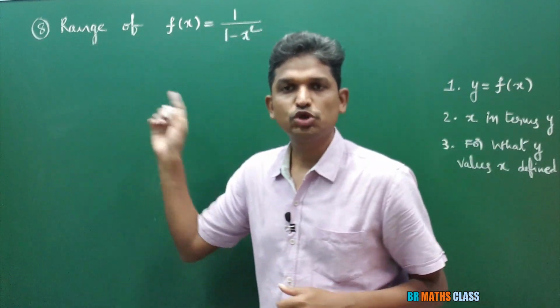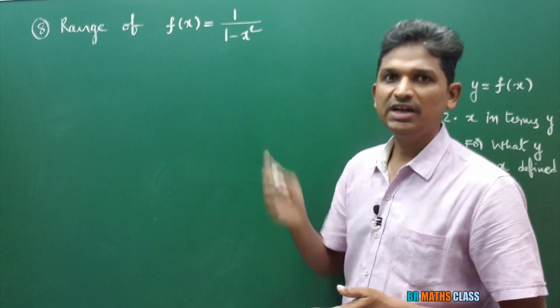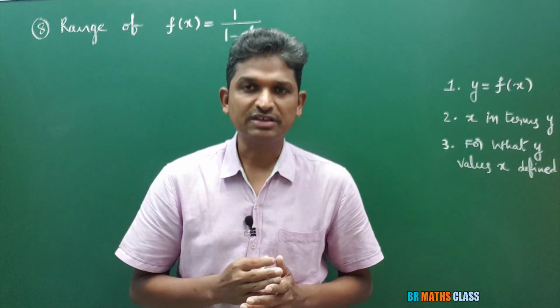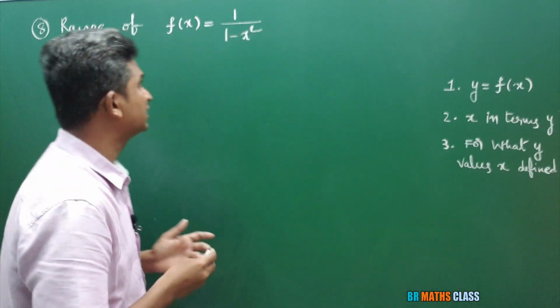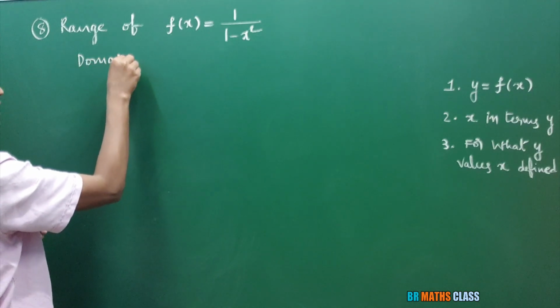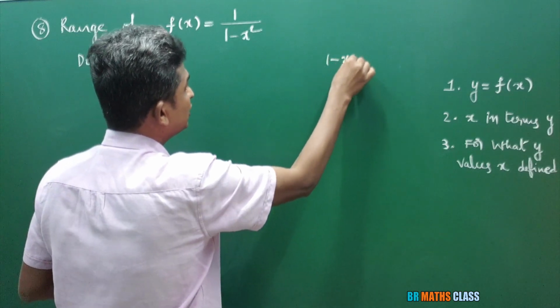Okay, you observe this question number 8. We need to calculate the range of f of x equal to 1 divided by 1 minus x square. To calculate the range of this function, we will do two things. First, I will calculate the domain of this function. As it is in the form of f of x divided by g of x, the denominator cannot be equal to 0. That means 1 minus x square not equal to 0.